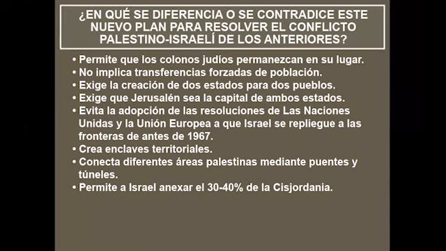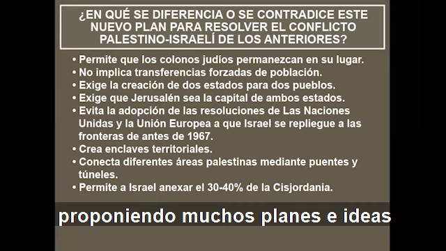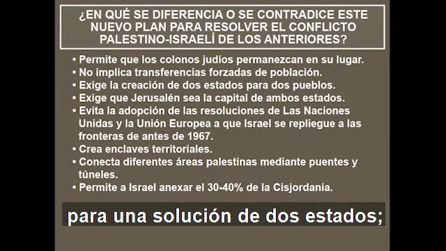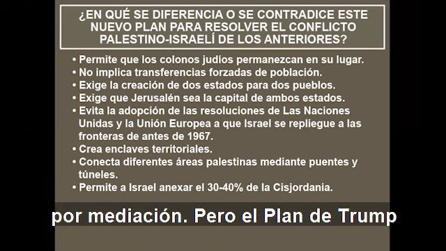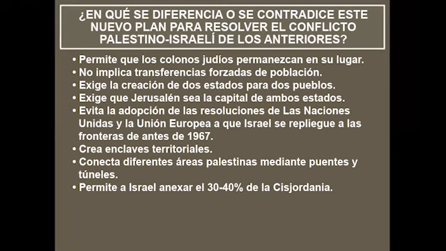What is new or contradicts previous plans to solve the Palestinian-Israeli conflict? There have been many plans, many ideas put forward going back to the 1930s for a two-state solution. Many have been put forward by mediation. But this was unique for several reasons. First, it allows for Jewish settlers to remain in place on the West Bank, settlers who had found a home on the West Bank since after June of '67. It specifically stated there would be no forced population transfers. No populations would have to be uprooted or moved.